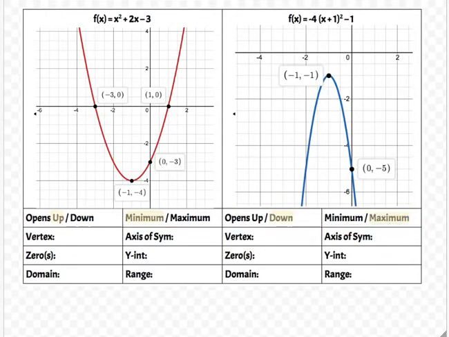All right, so that's how you just decide between up and down, minimum and maximum. I'm going to fill in the rest of the information for this one, and then we're going to fill in the rest of the information for the other one. So let's talk about first what the vertex is.